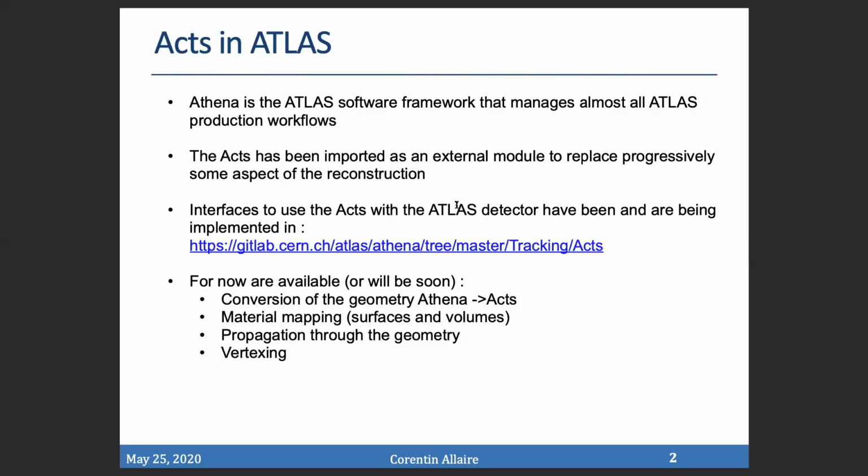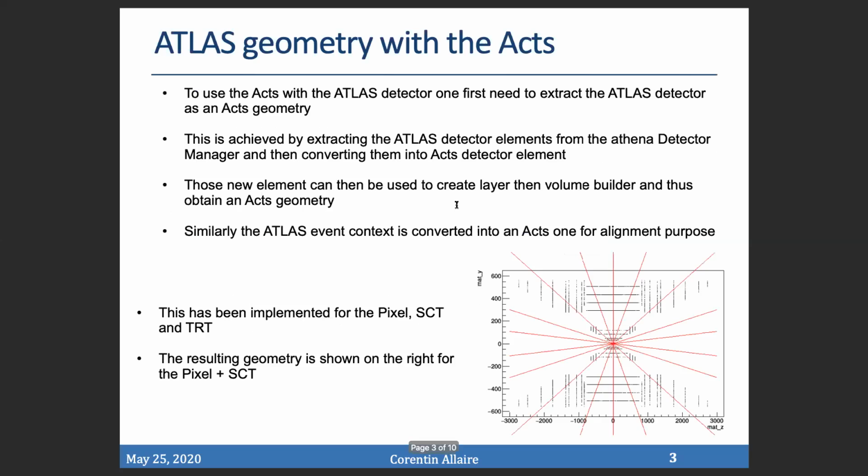Here you have a GitLab link that shows you the different interfaces that have been implemented so far. For now, what we have access to mostly is conversion of the geometry from the Athena one to the ACTS one, material mapping for surfaces and volume, propagation through the geometry, and vertexing. So I'm saying available now, and it also includes some stuff that are in development and will be available soon. So you can go to the next slide.